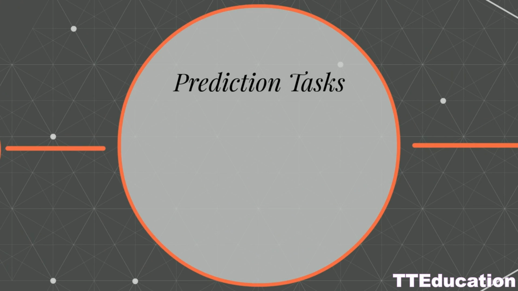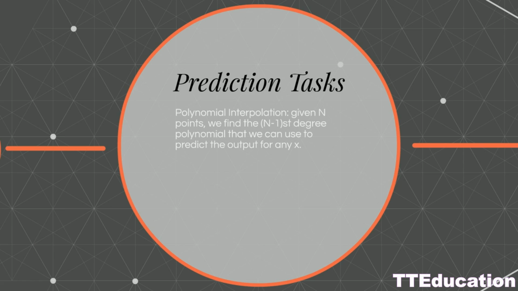So in prediction tasks, we can have interpolation, where we would like to find the function f of x that passes through our training points. In polynomial interpolation, given n points, we find the n-1 degree polynomial that we can use to predict the output for any x. We can also have extrapolation, where x is outside of the range of the x in the training set. In a time series prediction, for example, we have data up to the present and we want to predict the value for the future. For example, if we were looking at stock trends, we'd want to know what the stock was doing in the future, not based off the past training data, and this would be called extrapolation.